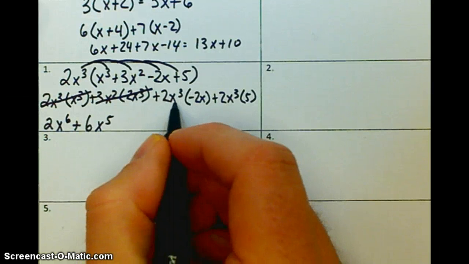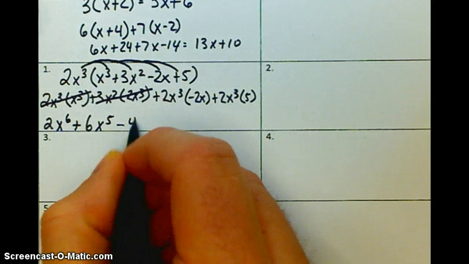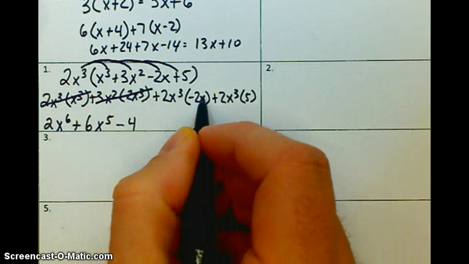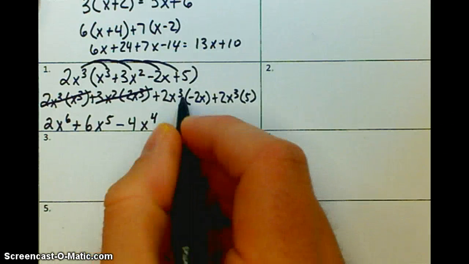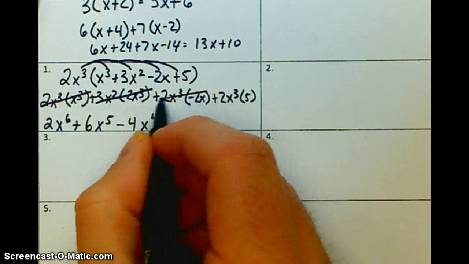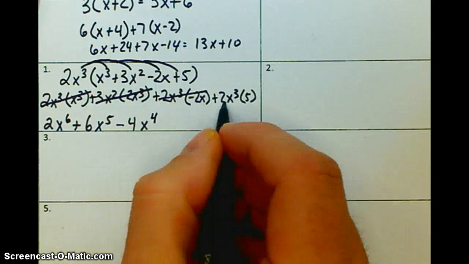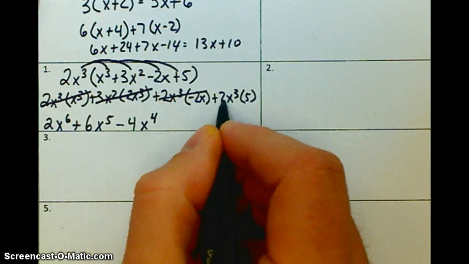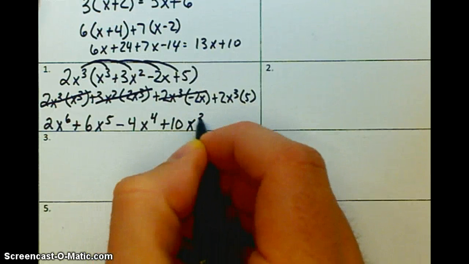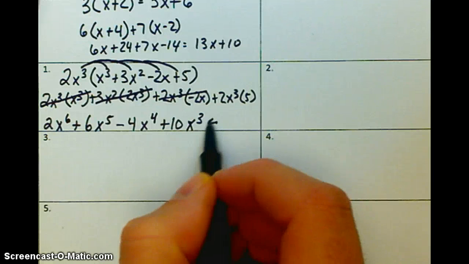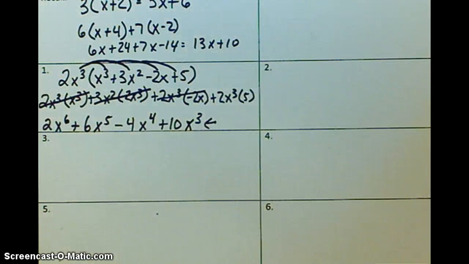Same thing here. 2 times negative 2 is negative 4. And x cubed times x, which is the understood 1 with the x, becomes x to the 4th, because 3 plus 1 is 4. And that term is done. So then we have the very last term, 2x cubed times 5. We multiply our 2 and 5, which is 10. We have nothing to combine our x with, so it just stays the same. So this is our final answer. So that's how we use the distributive property to multiply polynomials.